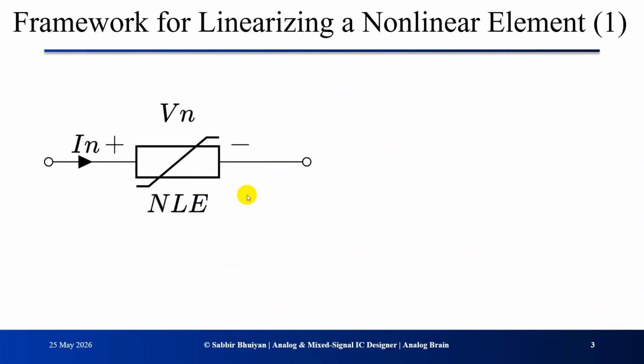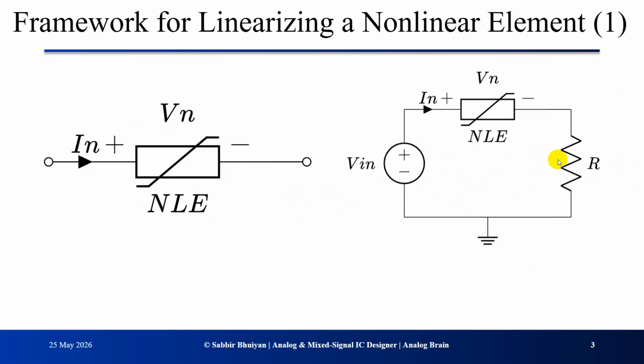Okay, suppose we have an unknown nonlinear device and we don't know its analytical equation. We only know that its current and voltage relationship is nonlinear. Now to analyze it, we connect it with a linear resistor. Why? Because the resistor gives us something very powerful. Okay, a linear equation from KVL. The resistor acts like a bridge between the unknown nonlinear world and the known linear world.